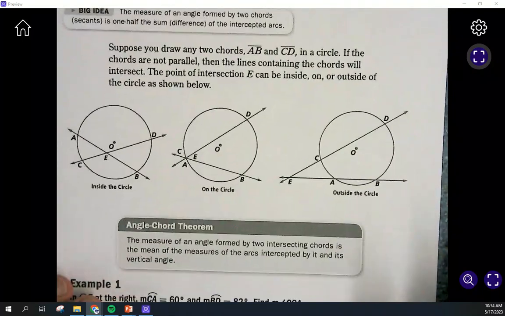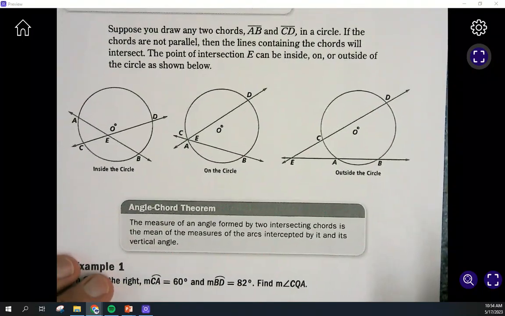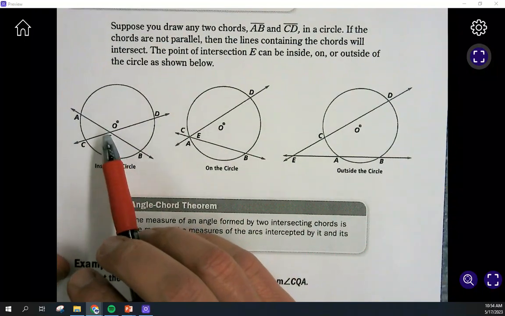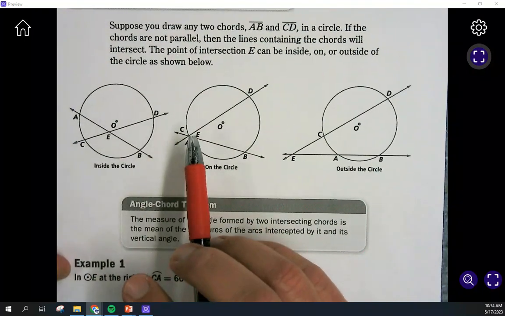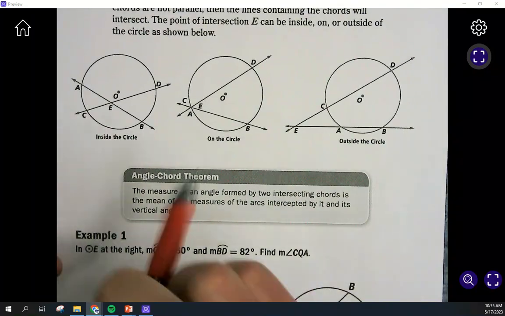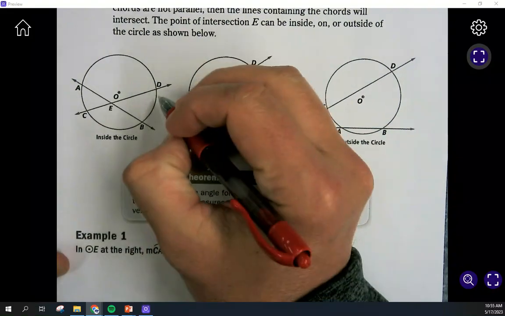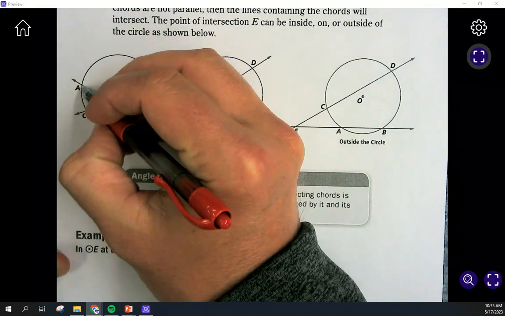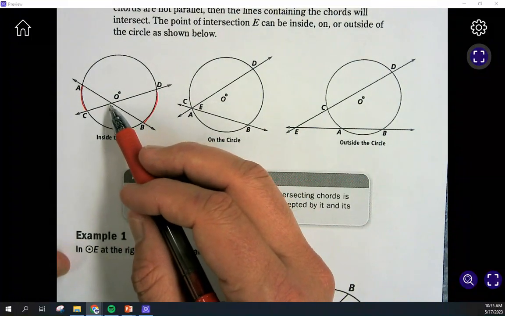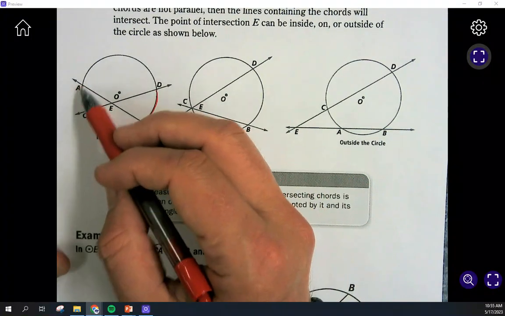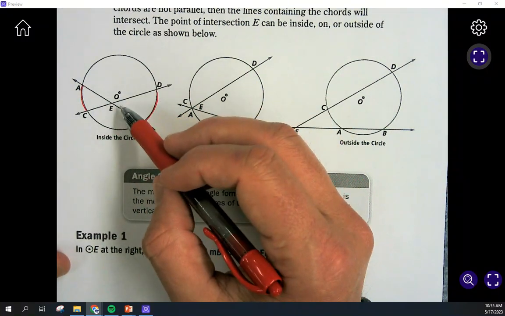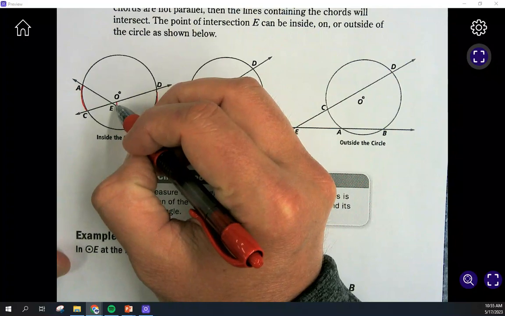So what we're going to be doing is looking at what happens when we have two chords or two secants or whatever it is intersecting either in a circle, on the side of a circle, or outside of that circle. We're able to find angles based on the arcs that they are creating. You can see on this first one, when the two lines meet on the inside, the two intersected arcs are AC and DB, and they have a certain specific relation to the angles that are here on the inside.